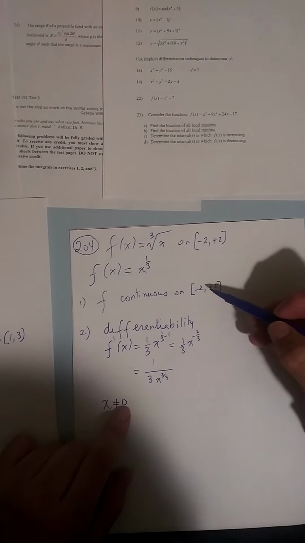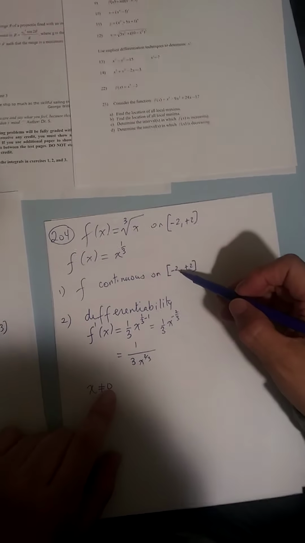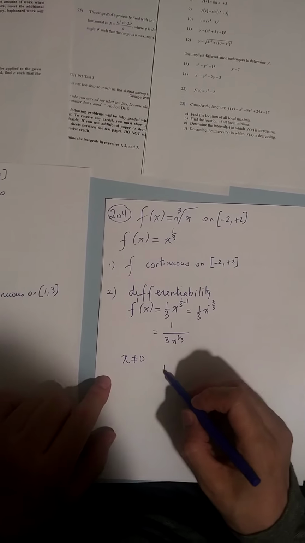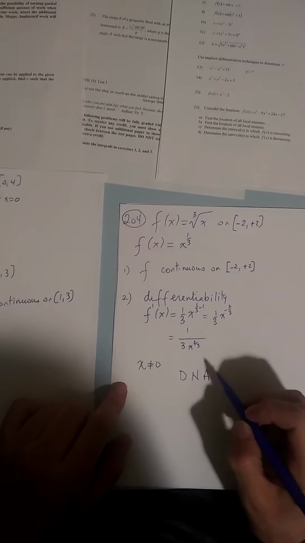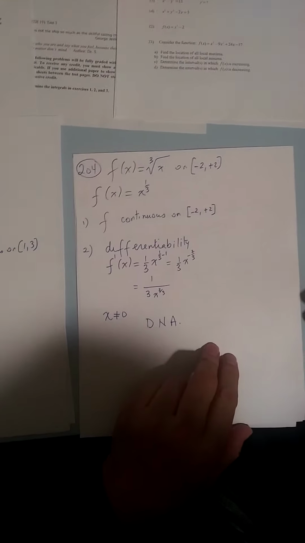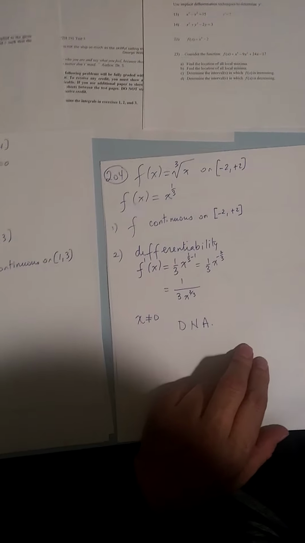And because 0 is in this interval between -2 and 2, the first hypothesis is satisfied, but the differentiability hypothesis, the second one, is not. So the theorem does not apply to this case. So we cannot find c.